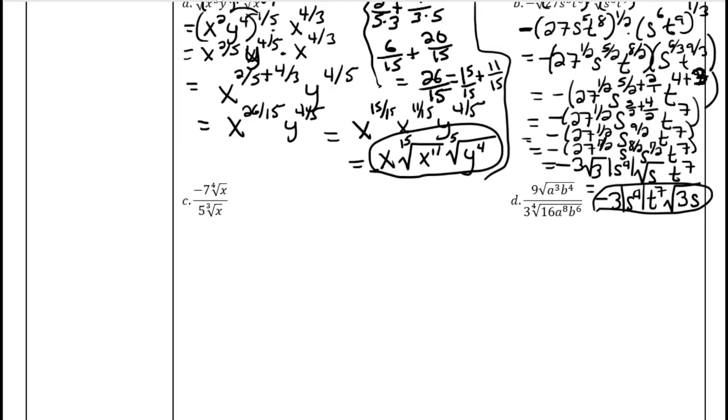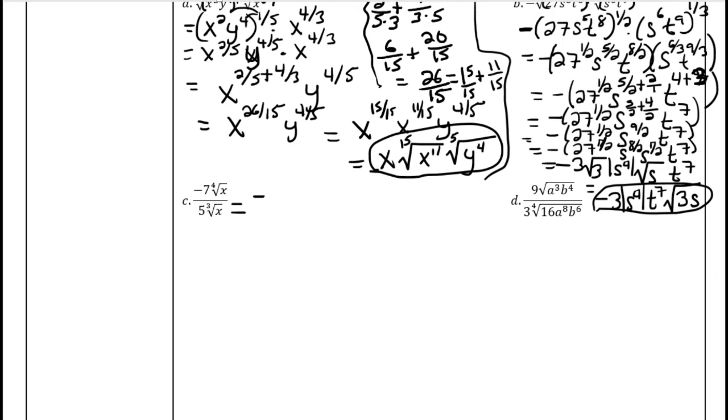Okay, so now I'm going to go ahead and do part C. So here we're going to divide those numbers, but 7 over 5 is not a nice number, so I'm going to leave it as 7 over 5. I'm going to rewrite the 4th root of x as x to the 1/4 power, all that stuff. I'm going to put these under one.